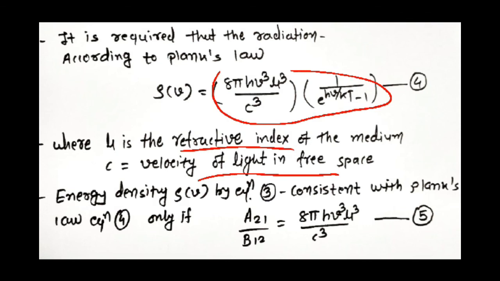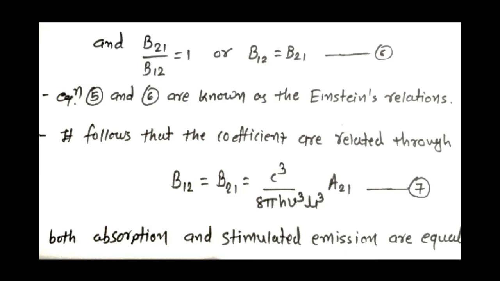Now we compare the energy density equation 3 and Planck's equation 4. Energy density અને Planck's law ના equation ને સરખાવતા આપણને A21 upon B21 ની value 8 pi hv cube into mu cube upon c cube મળે છે અને B21 અને B12 ની value 1 મળે છે. તેથી B12 is equal to B21. The above equations are known as the Einstein relations.